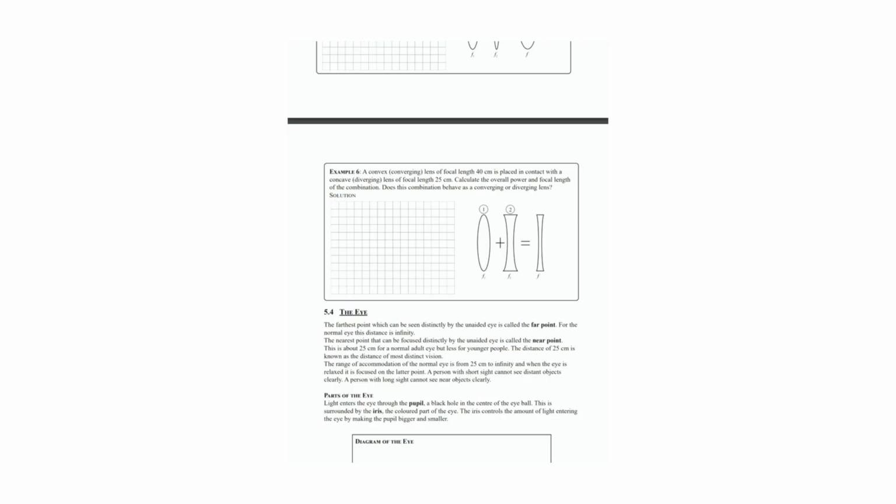Okay, let's move on to another example. Example number 6. We're now going to combine two different lenses. One, a convex or converging lens of focal length 40 centimeters. That will be plus 40 because it's got a real focus, and it's placed in contact with a concave or diverging lens of focal length 25 centimeters. That will be minus 25 because it's got a virtual focus.